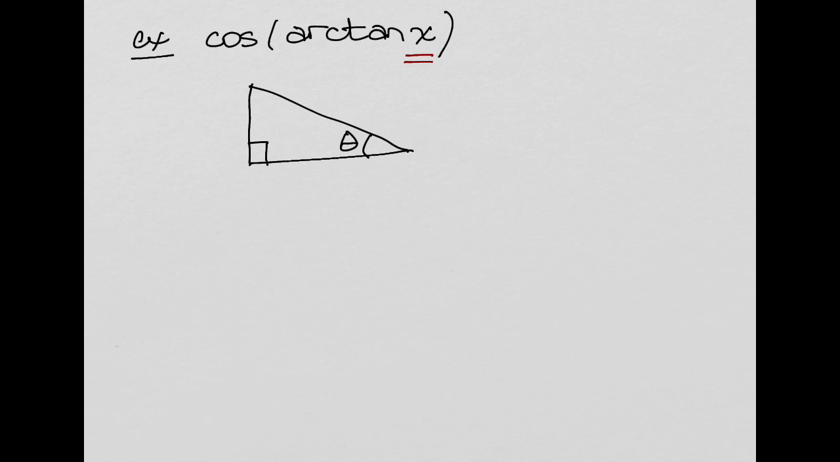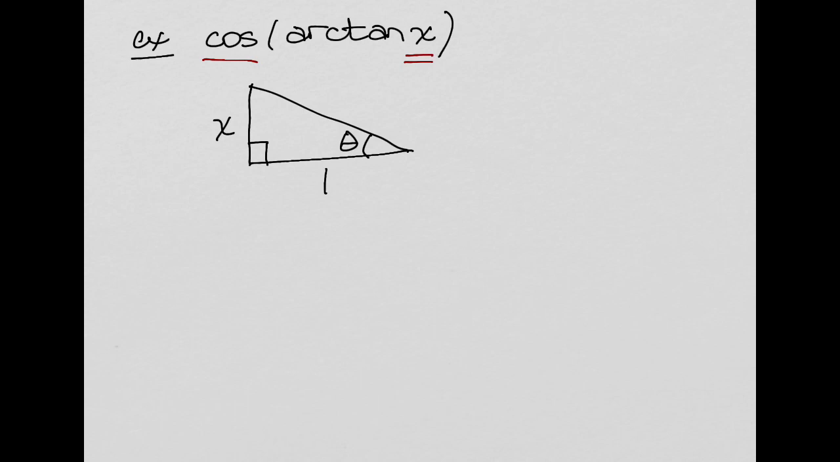In order to make the tangent value of this angle be x, I'm going to need its opposite side to be x, which means its adjacent side is 1. So now the tangent of this angle is opposite over adjacent, x over 1, which is x. So we just drew the arctangent of x. Now I want the cosine of that angle.